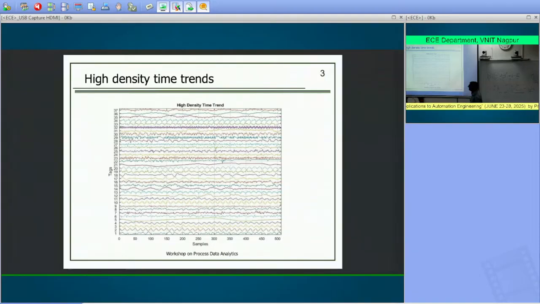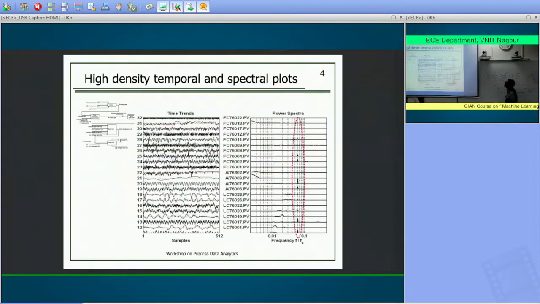This is an interesting example. I believe this is from a refinery, but I'll have to check. I think this is the example that I'm thinking it is. I believe this is from a refinery in Singapore. These are the tags. There are about 32 tags. Do you notice anything peculiar in these measurements? On the right side, you have the spectra of these time series data, but do you notice anything interesting in the time series data?